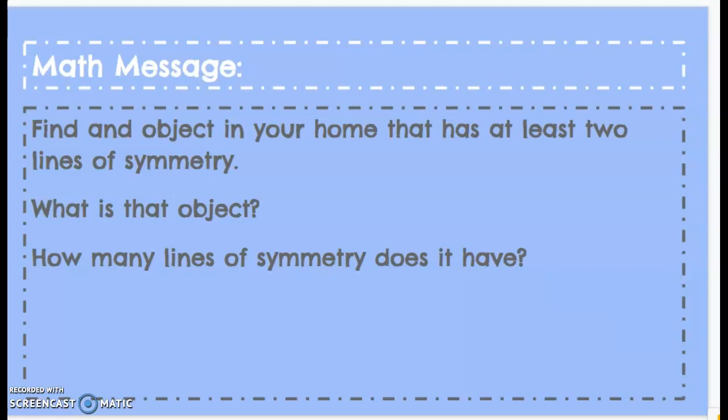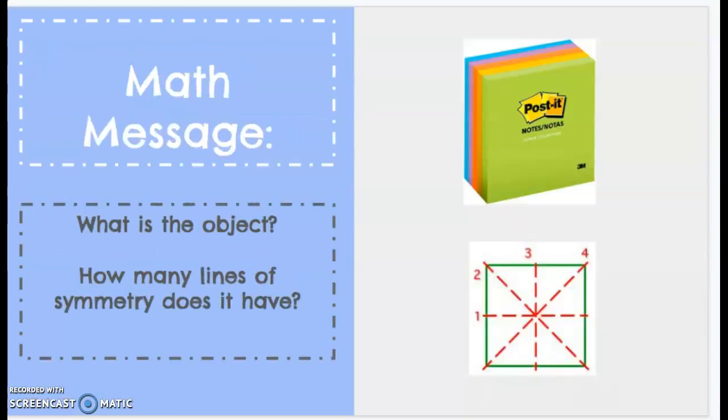Okay, so I was looking around my house to think about what I had, and I use sticky notes all the time, especially when I'm teaching. So I figured my object was going to be my sticky notes, my Post-its. And I know that my Post-its have 4 lines of symmetry because they are squares. But I have a question for you.